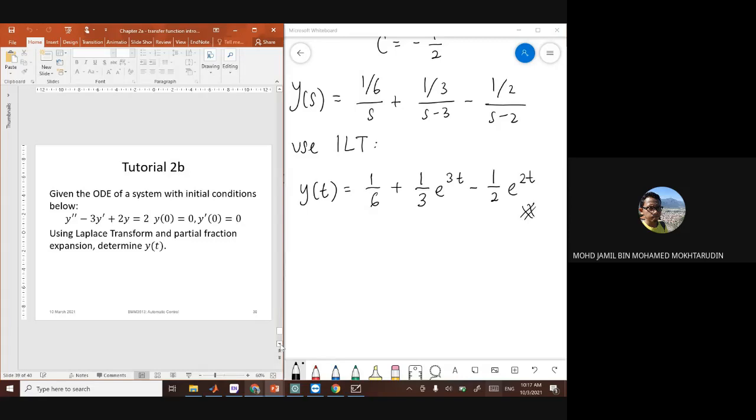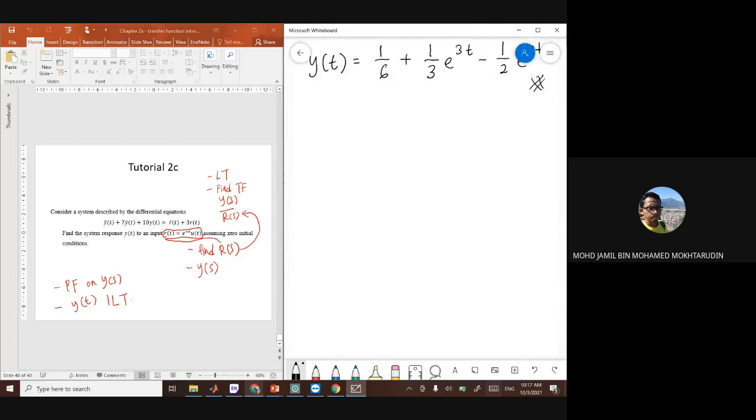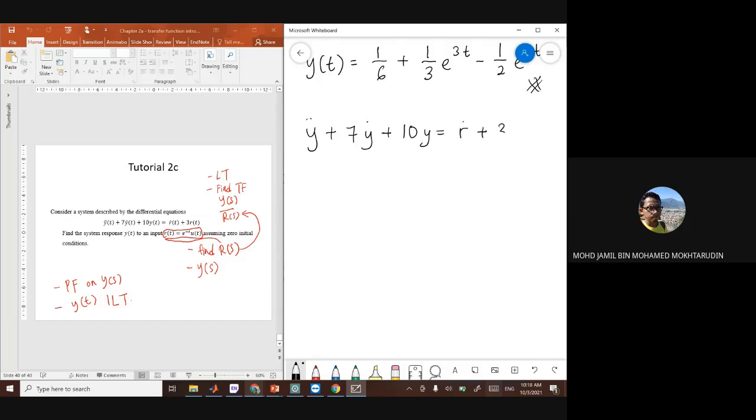Okay, we go to the next tutorial. 2B will be the same thing, so you can try by yourself. Let's go to tutorial 2C. Consider a system described by the differential equation y double dot plus 7y dot plus 10y equals r dot plus 3r. Find the system response y to an input r(t) equals e to the minus t u(t), assuming 0 initial condition.